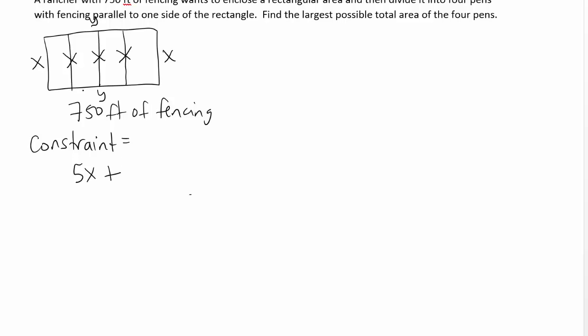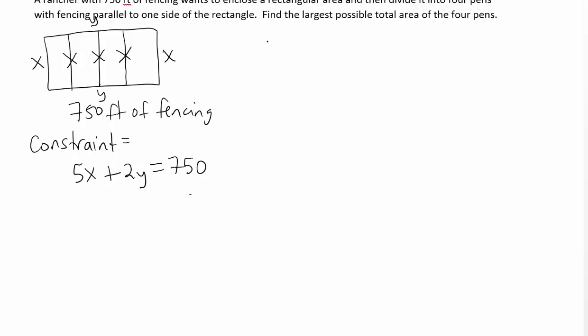Plus, I need fencing on this side and on this side, and those are both Y's. So that would be a total of 2Y. So that's all my fencing, and we were told that that fencing had to equal 750. So that's called my constraint, and your constraint is usually going to be some kind of an equation equal to a number that they give to you in the problem.